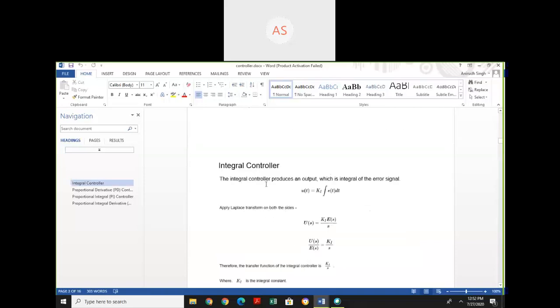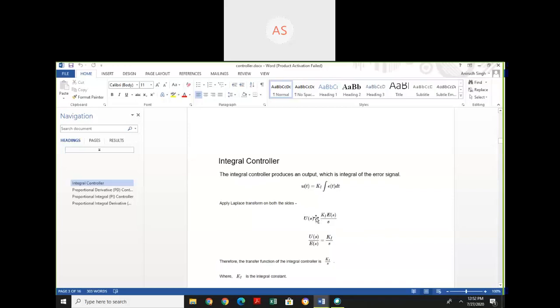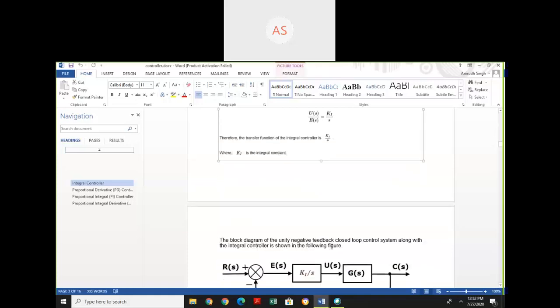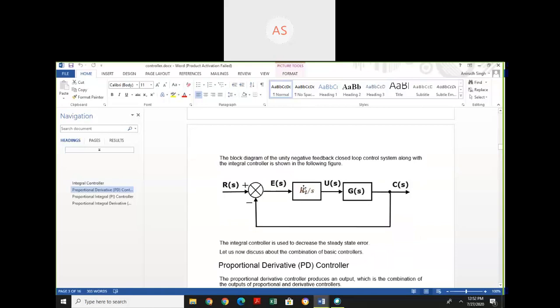Then integral controller. In integral controller, output is proportional to the integral of error signal. Output is integral of error signal. So if we take the Laplace transform, we get the transfer function of integral controller, given by Ki by s. So this is the transfer function of integral controller and this is the transfer function of plant.